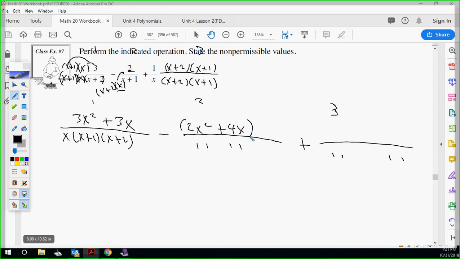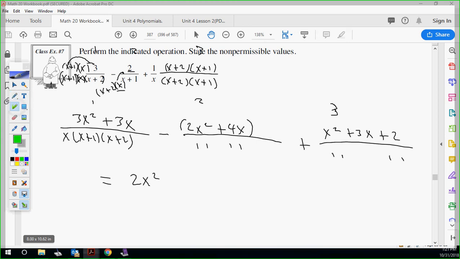The third and final section we do have to FOIL. It FOILs out to be x squared, the 1 doesn't do anything, x squared plus 3x plus 2. And now we just combine like terms on the top. 3x squared minus 2x squared is 1x squared, plus 1 is 2. So I got 2x squared.